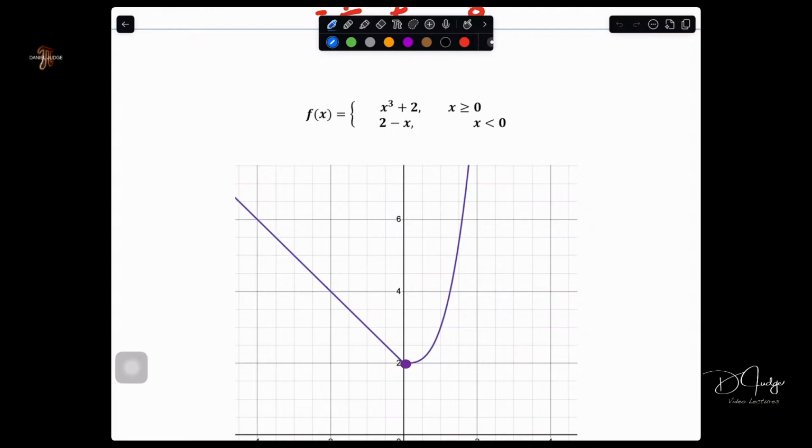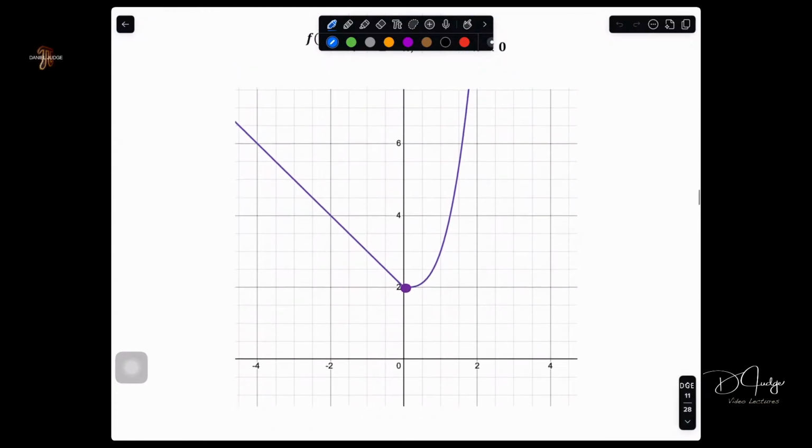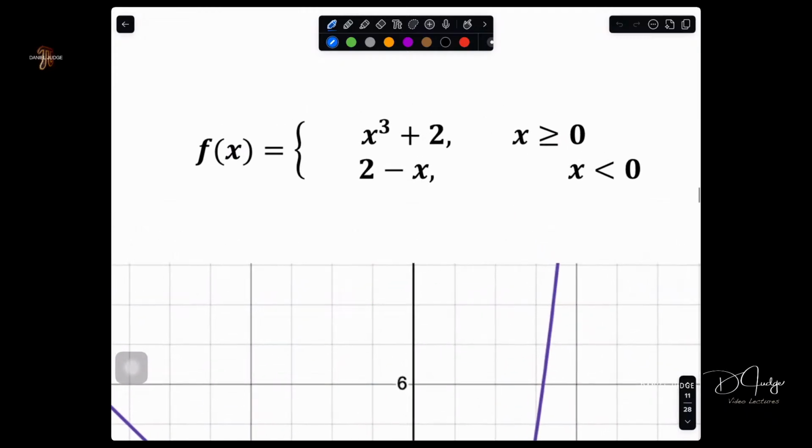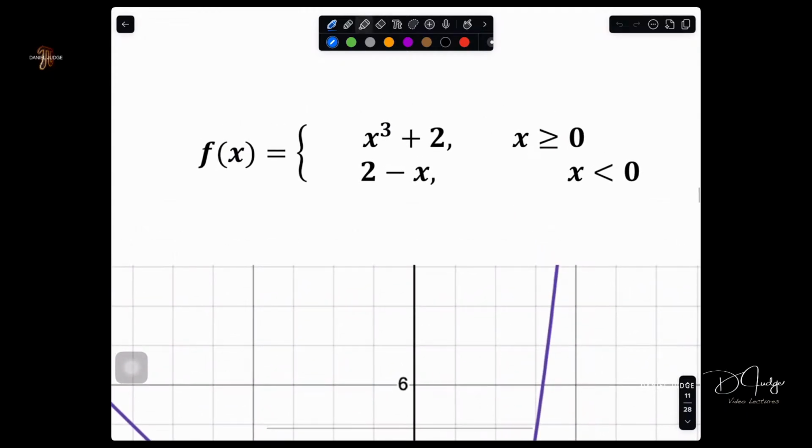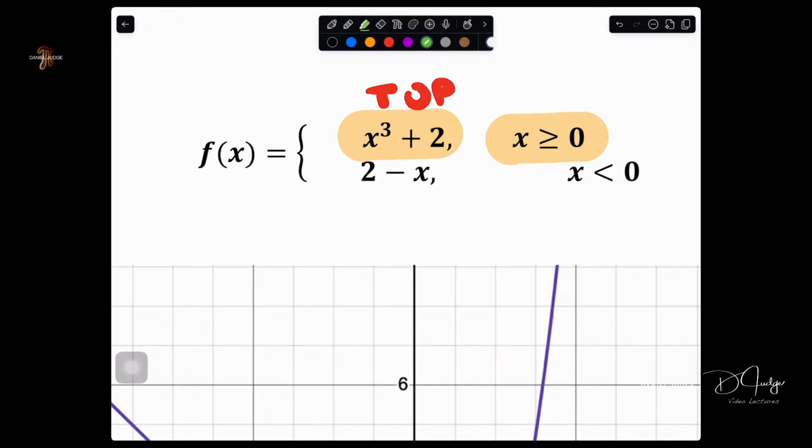Okay, we're going to start here with question 16, I guess. So we have a function where the top function is x cubed plus 2, and we use that for x being greater than or equal to 0. So here's the top function. The bottom function is used for values of x that are less than 0. This is on the bottom.